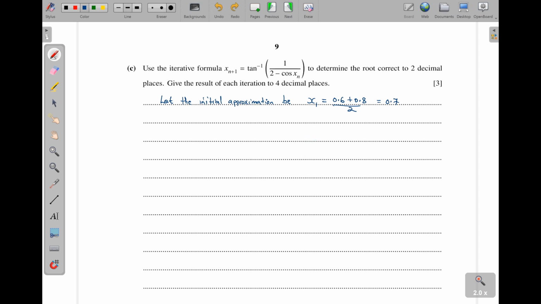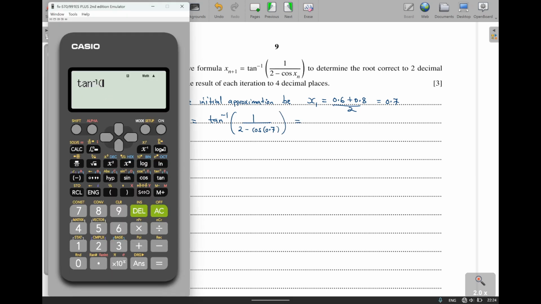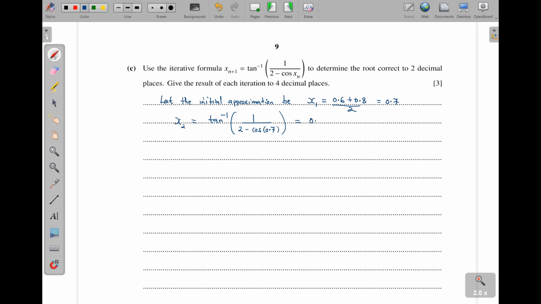Now, what is the next one here? We just substitute the 0.7 in here, okay? We shall have the arctan. Remember, the calculator has to be in radians. Shift, tan, then 1 divided by 2 minus cos of 0.7. What do we get? 0.6806, to 4 decimal places, okay?